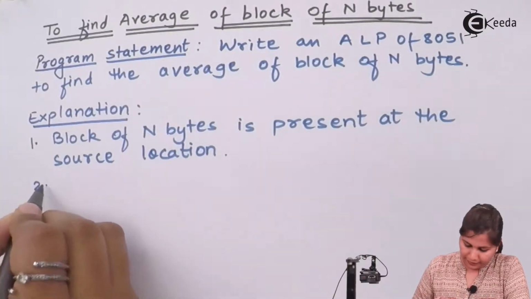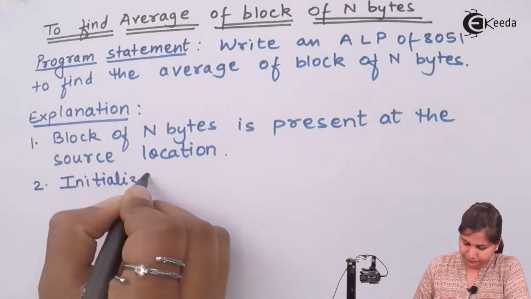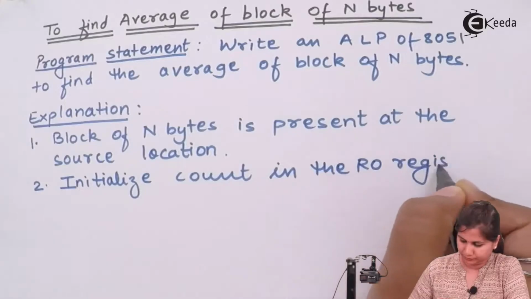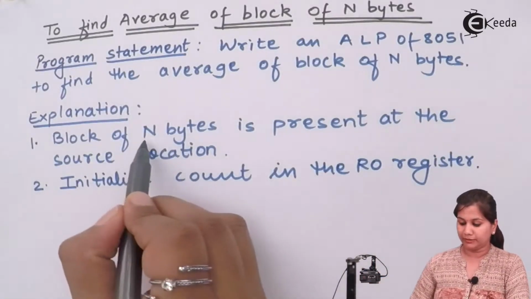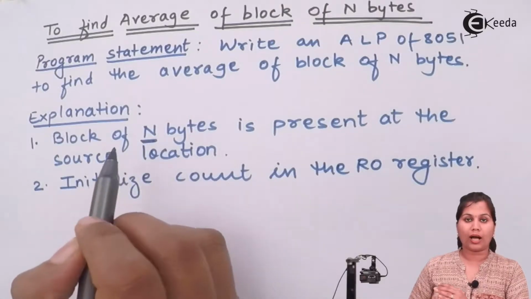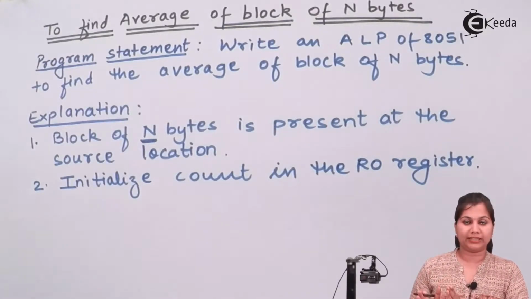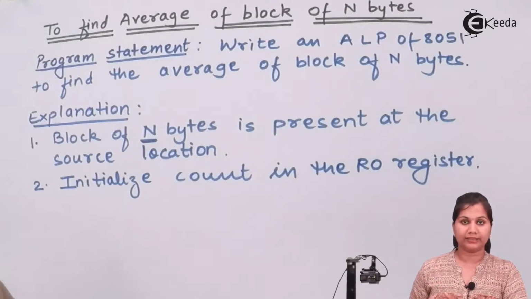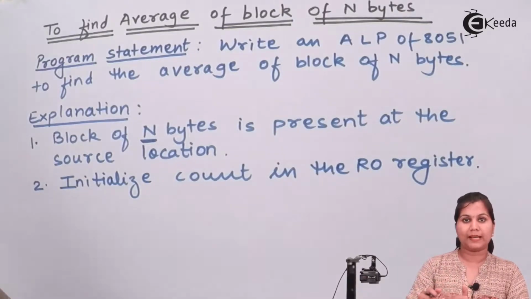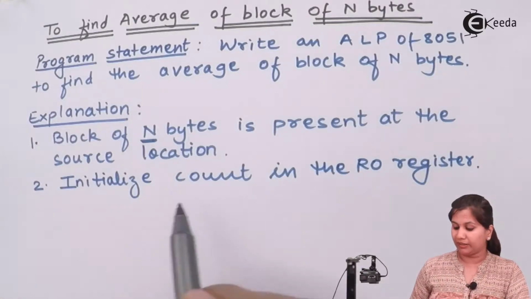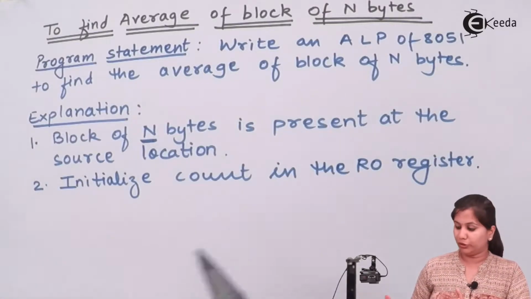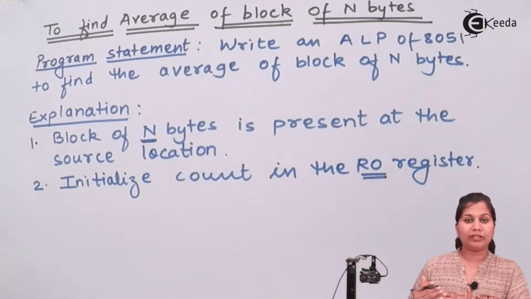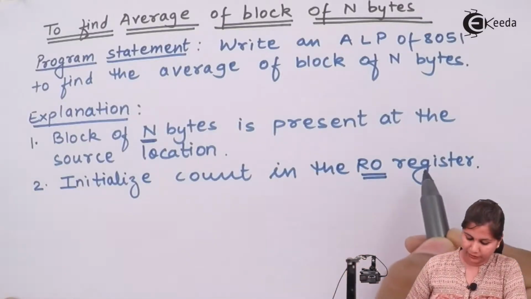When we know that there is a block of n bytes, we count how many numbers are there, whether they are 10 numbers, 20 numbers, or 30 numbers. So count how many numbers are present in that block. We are having a counter. We will initialize a counter using the register R0 and we will increment this register again and again as we see every number. So initialize the count in the R0 register.